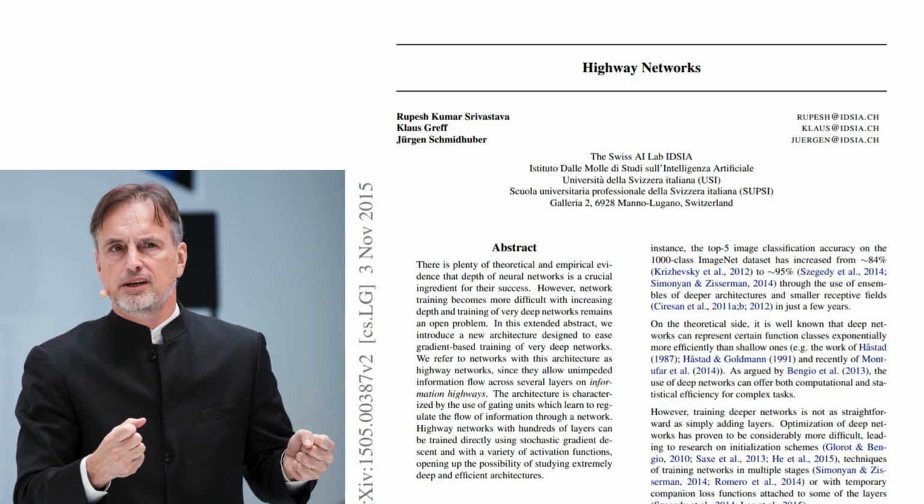Remember the residual network? Highway network came in just before, and it's very similar. Fortunately, the residual network folks acknowledge his lab's work on that front, but you get the idea.